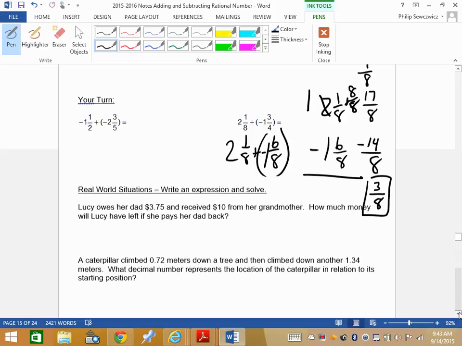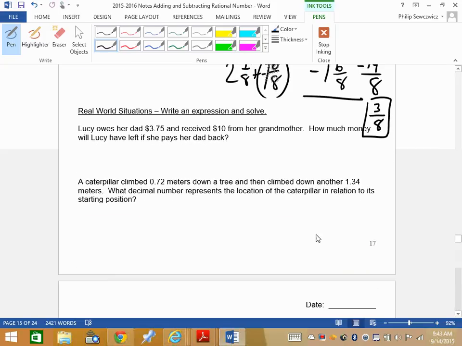What we want you to do here is write an expression, and then I'm solving. So writing an expression pretty much just means a math sentence. That's what we're looking for. So Lucy owes her dad $3.75 and received $10 from her grandmother. How much money will Lucy have left if she pays her dad? When she pays her dad back. My goodness, who's writing this stuff?